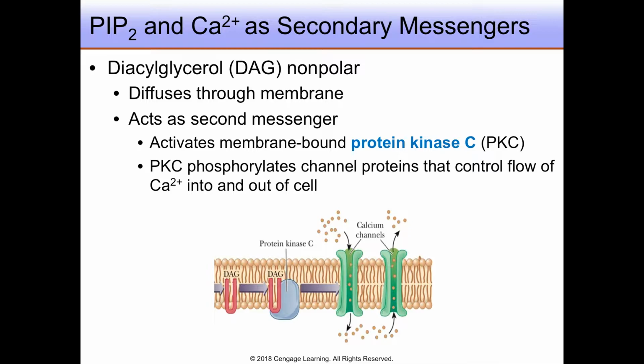The hydrophobic DAG component diffuses through the plasma membrane and therefore also acts as a second messenger. It activates another membrane-bound enzyme, protein kinase C, or PKC. This kinase phosphorylates channel proteins that control the flow of calcium in and out of the cell. The enzyme is named for its function, protein kinase C, C for calcium.